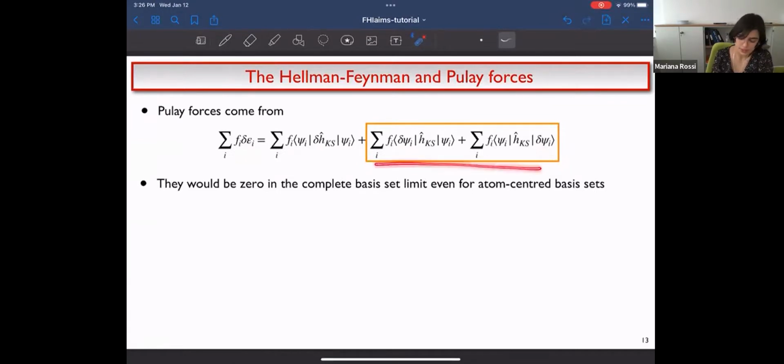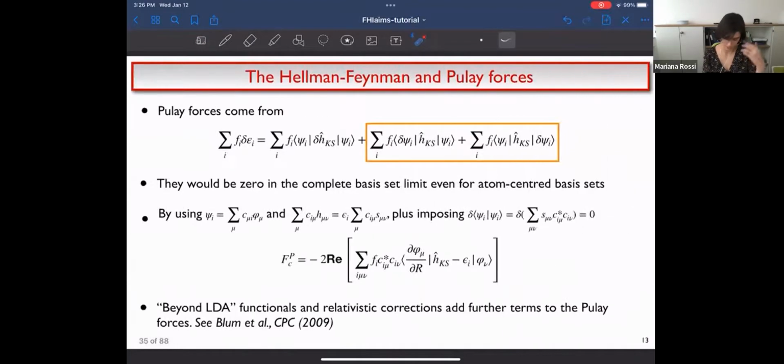These two terms that I have here in orange would be zero in the complete basis set limit, even for an atom-centered basis set, but that's in practice never achieved. They would actually also be zero if you explicitly included the derivative of the basis functions, but that's not practical to do. What is much more practical is to explicitly calculate these terms and add them to the forces. And you have to be a bit careful how you do that.